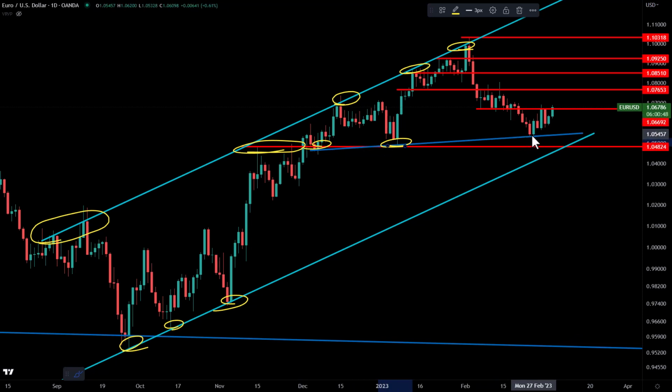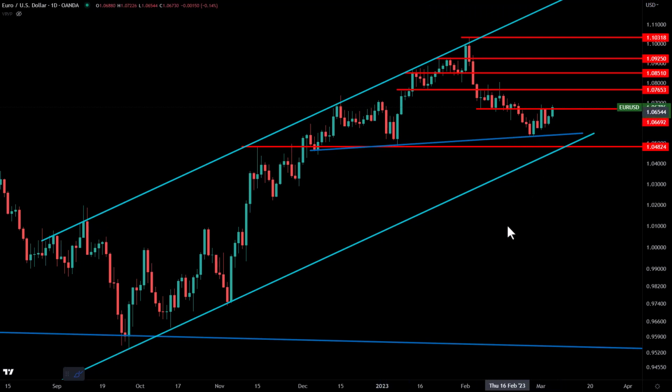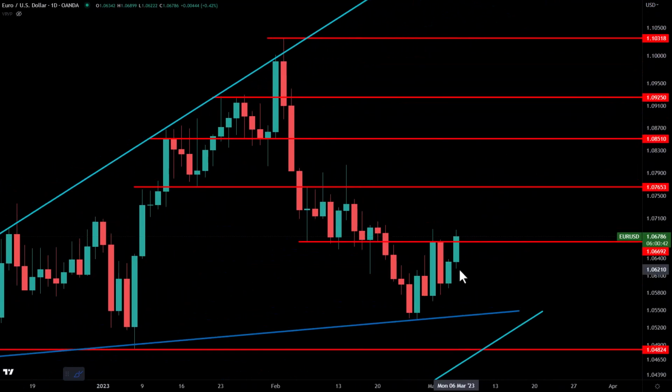Now, the more immediate thing I'm watching for the euro is this horizontal level right here at 1.067. This is a level I've mentioned recently. You can see that we've got all of these lows back here, and last week tested it. However, the market was unable to close the day above. So this is going to be our pivot for the euro over the next 24 to 48 hours. Now, the market is trading above it right now.